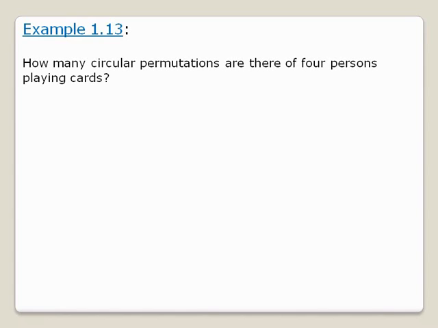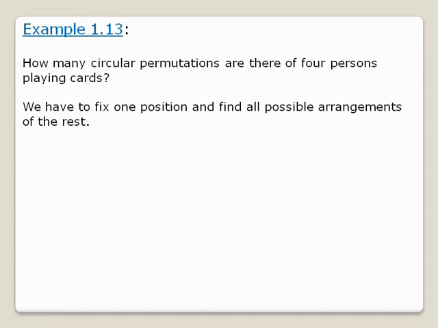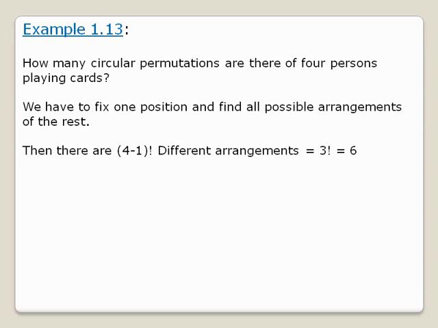Now, how do we calculate the different circular permutations? If you want to find the different circular permutations, we have to fix one position and then rearrange the other remaining three. If we do that, there will be 4 minus 1, which means 3 factorial number of different arrangements. Therefore, if we have 4 persons sitting in a circular arrangement, there will be only 6 different circular permutations.